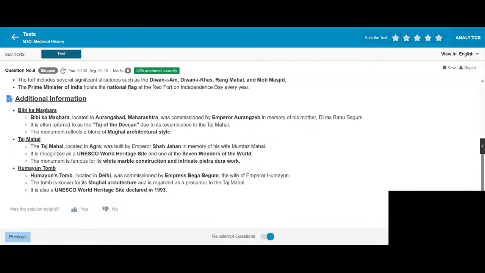Bibi ka Maqbara, located in Aurangabad, Maharashtra, was commissioned by Azam Shah in memory of his mother Dilras Banu. It is often referred to as the Taj of the Deccan due to its resemblance to the Taj Mahal. The monument reflects a blend of Mughal architecture at the site.